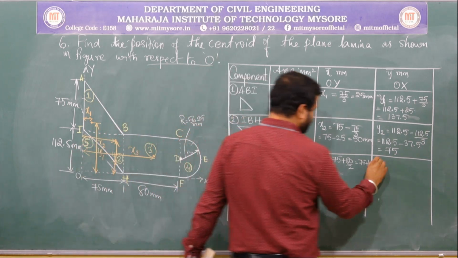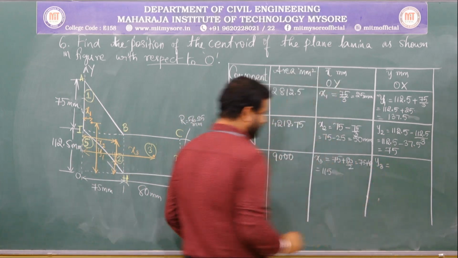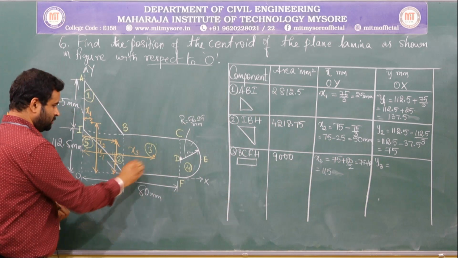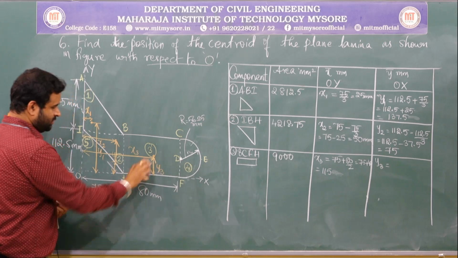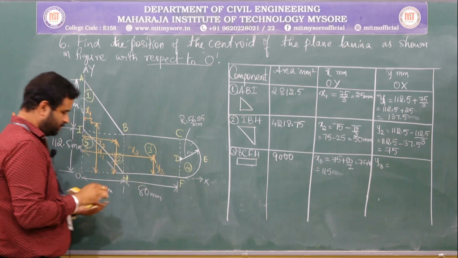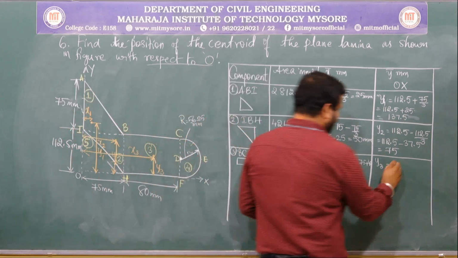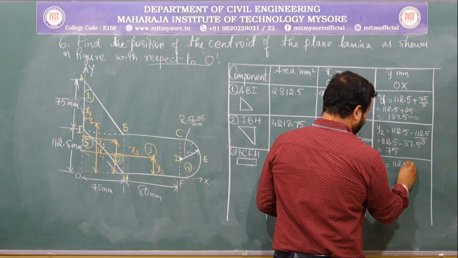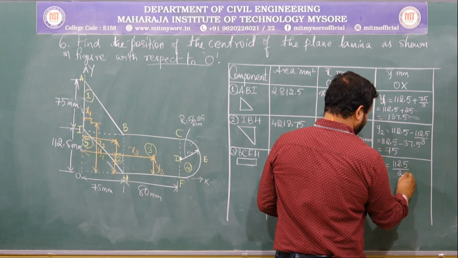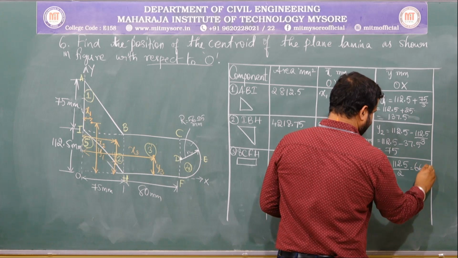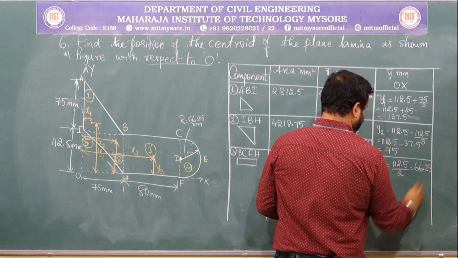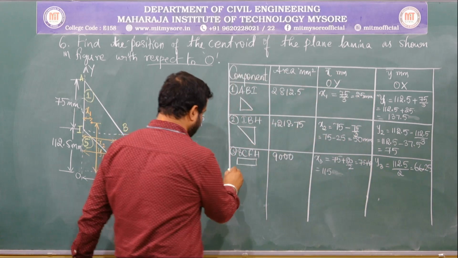Now, coming to y3, measure it with respect to OX. So, it exactly can be written as half of 112.5, which is 56.25.